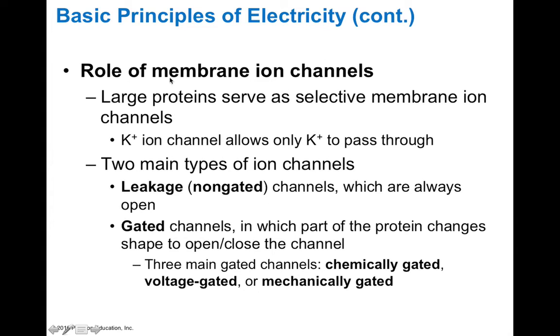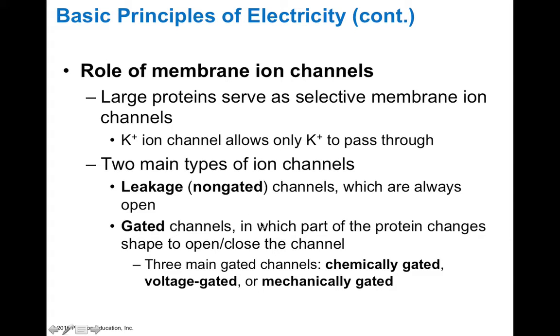Now, the role of membrane ion channels in the plasma membrane of your neurons is they basically help to establish this resting membrane potential. There are large selective proteins that serve as selective membrane ion channels, and at rest, potassium channels are mostly leaky, and so potassium flows the most while these neurons are resting. And ultimately, there are two major types of ion channels: leakage channels and gated channels. Leakage channels are always open, which means they always allow for some current across the membrane.